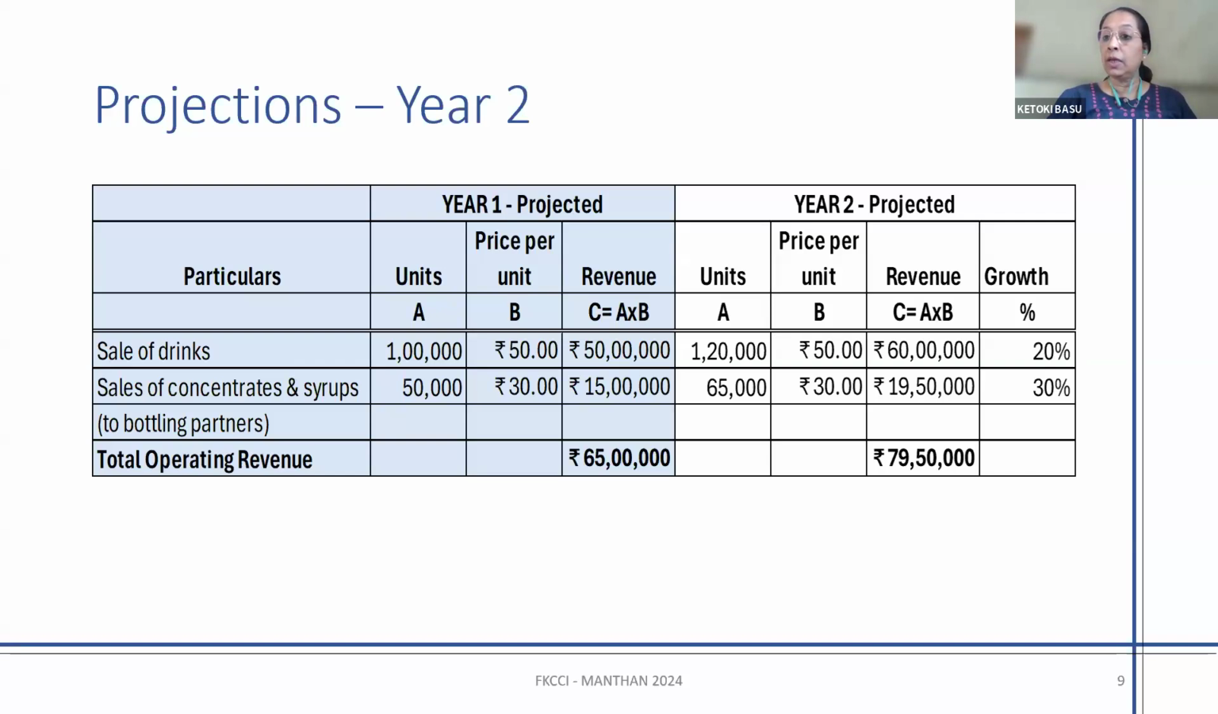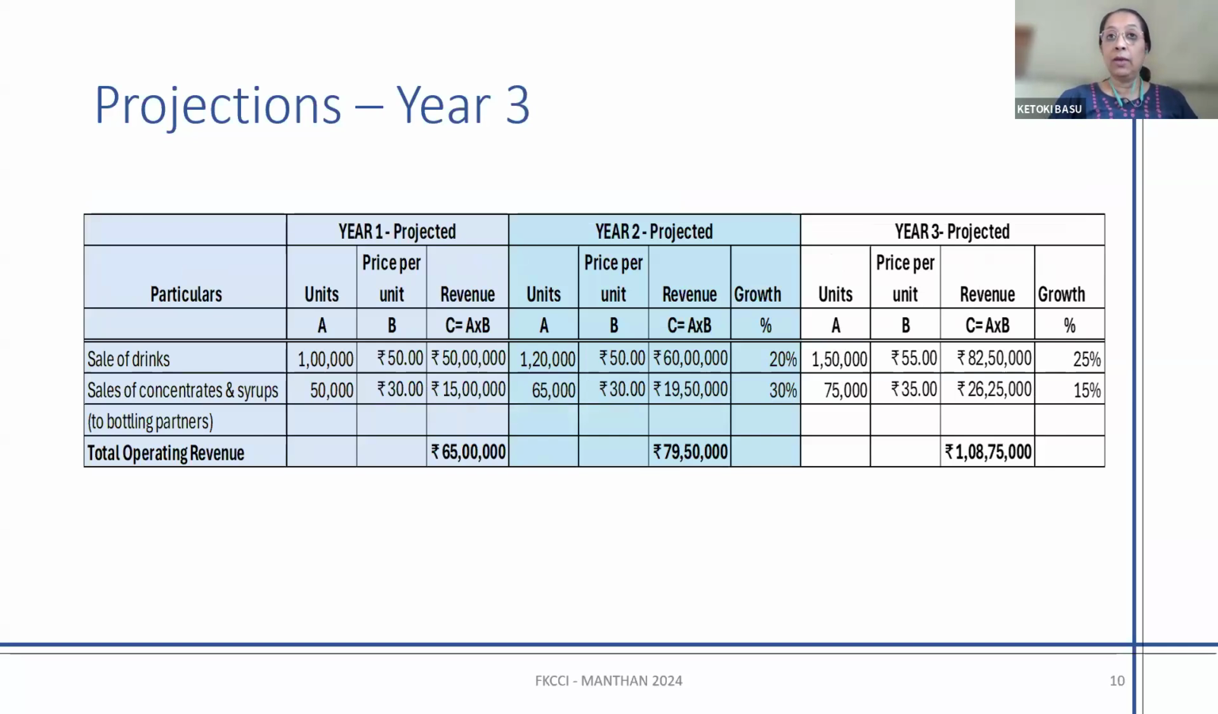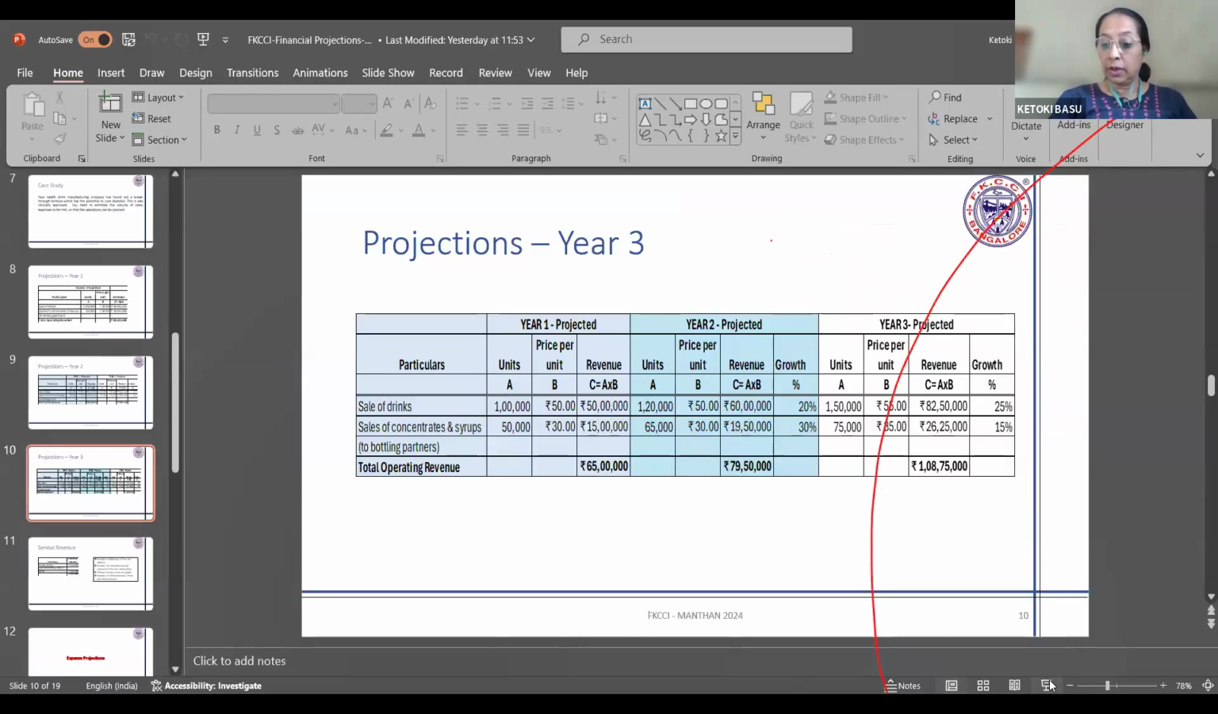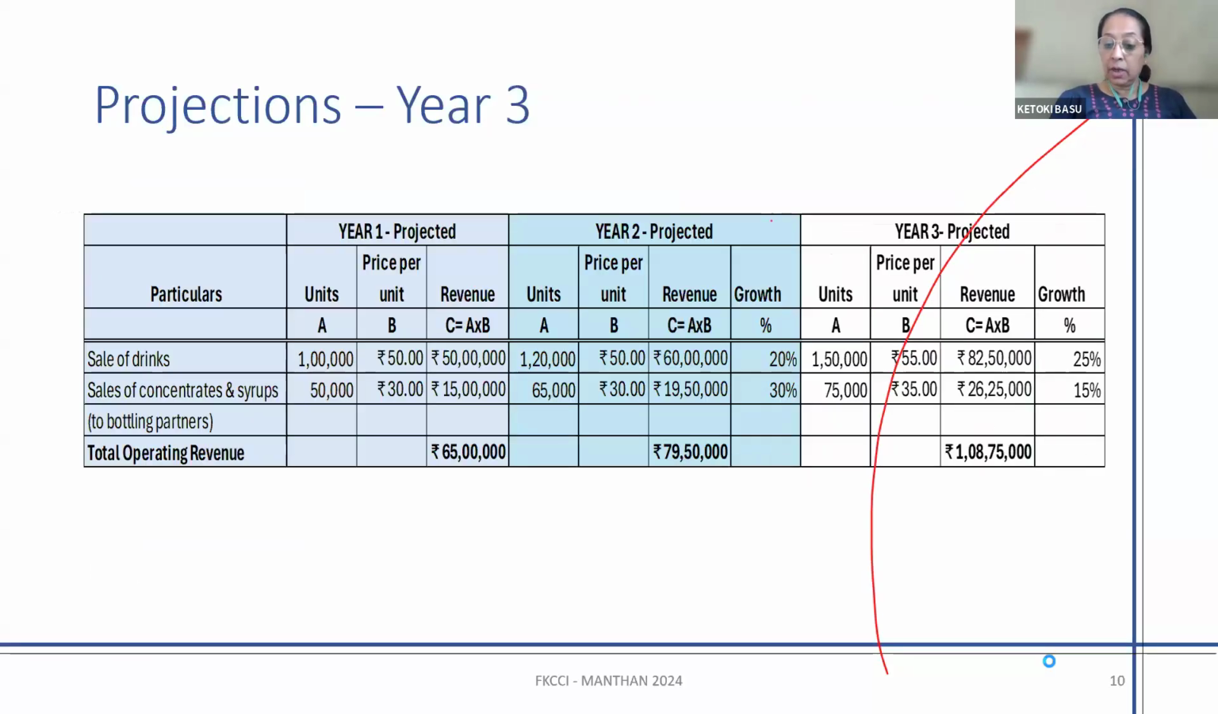With that, you expect your total sales to become 79,50,000 in year two. In year three, you decide that now your volumes are going to start stabilizing. I am going to increase my direct sales of complete drinks, but I'll start slowly reducing selling the concentrate. So with the concentrate, you expect that to be reduced to about 15%, but you increase the per unit value from 50 to 55 per unit, and the concentrates from 30 to 35 per unit, which results in a crore plus of revenue in year three.